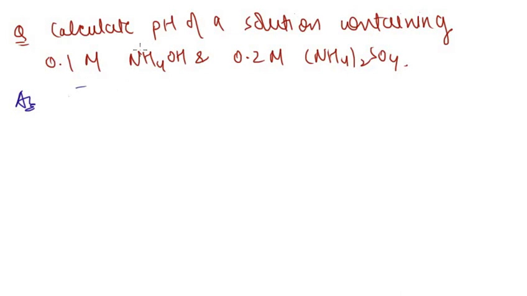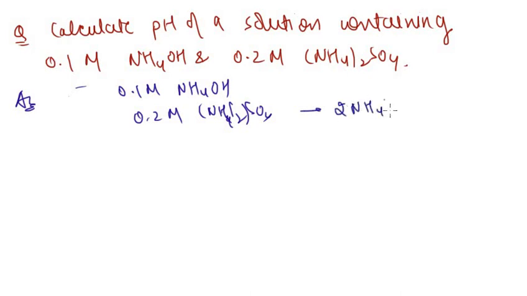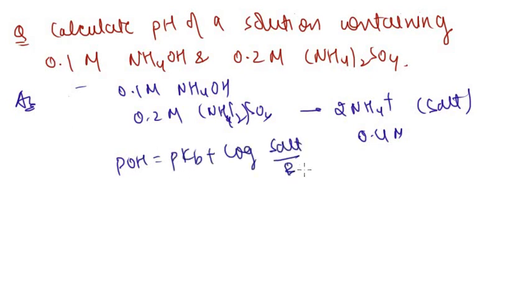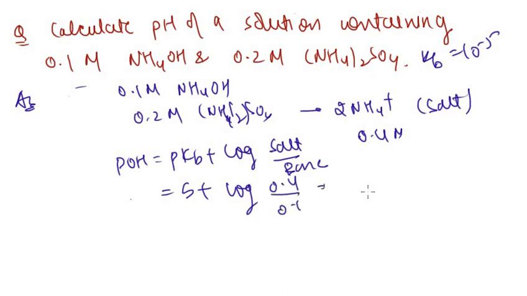So in order to calculate the pH of the solution, we have 0.1 molar NH4OH and we have 0.2 molar of the salt (NH4)2SO4. Remember that we get 2 NH4 plus, meaning 0.4 molar of NH4 plus. And it is the salt. So pOH equals pKb plus log salt upon base. Kb of ammonium hydroxide is 10 to the power minus 5. So pKb is 5 plus log of salt, 0.4, upon base, 0.1. So it is 5.6 and pH comes out to be 8.4.